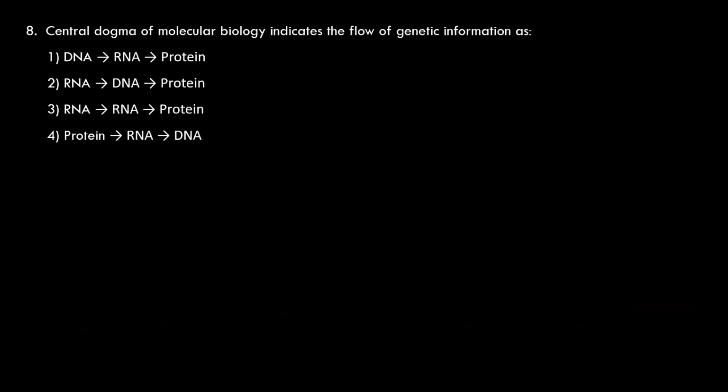Central dogma of molecular biology indicates the flow of genetic information as, according to central dogma of molecular biology given by Crick, the flow of genetic information is from DNA to RNA, that is messenger RNA, and from RNA to protein. DNA to RNA, RNA to protein. He also showed that from DNA there is also formation of DNA. Formation of DNA from the existing DNA or parental DNA is DNA replication. Formation of RNA from DNA is the transcription, and formation of protein on the surface of ribosome as per the information present on messenger RNA is described as the translation.